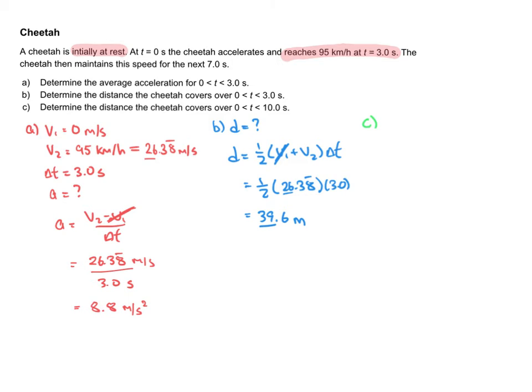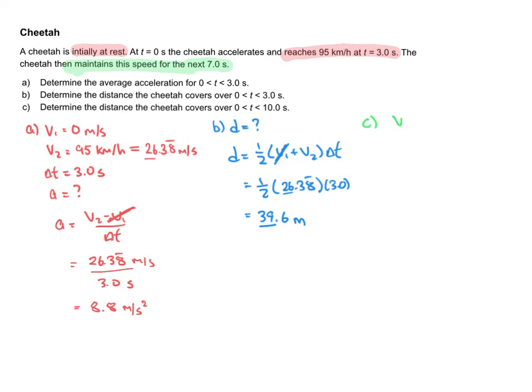Part C, determine the distance the cheetah covers from 0 to 10 seconds. So the answer to B is the first 3 seconds. Now I've got to figure out how far the cheetah goes in the next 7 seconds, and then add that, and that'll give me the overall distance for the entire 10 seconds. So it says for the next 7 seconds, it maintains that speed, whatever speed it left off at. So that would be 95 kilometers per hour, or 26.38 repeated meters per second.